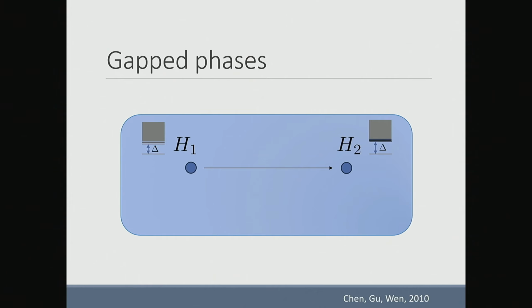And the definition of gapped phases is such that we move from one Hamiltonian to another Hamiltonian. And if this can be done while keeping the gap open, so a smooth deformation of the Hamiltonian without ever closing the gap, then this is considered a phase. And this is very well understood. This is applied everywhere.